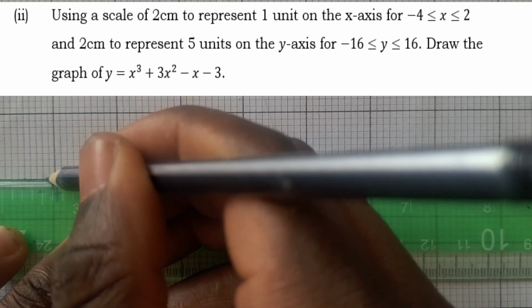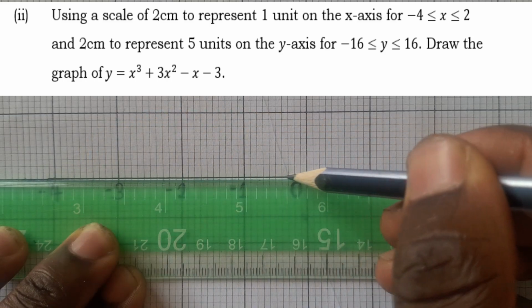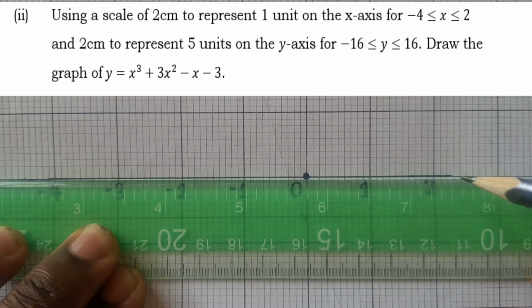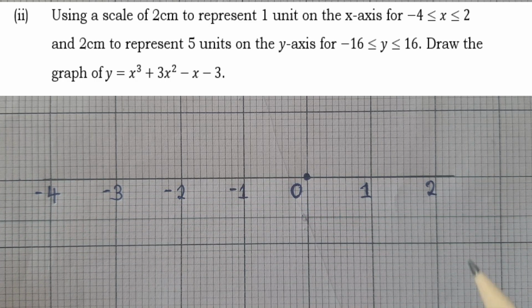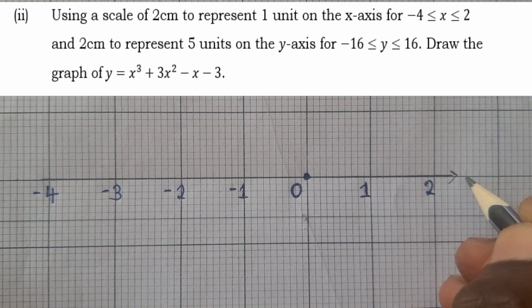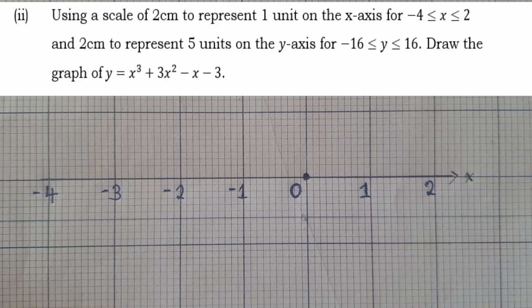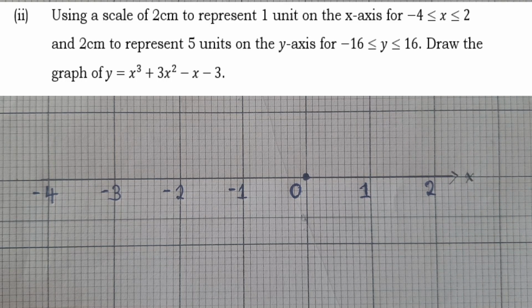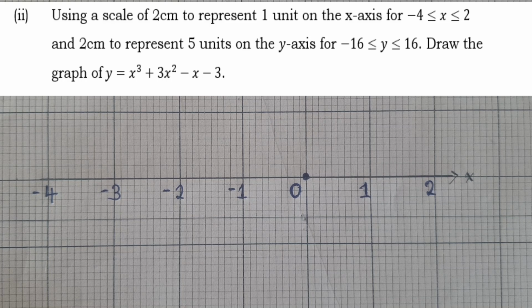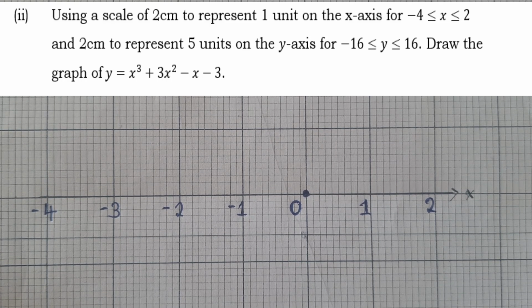You see? I'm using my pencil because I don't want to make a mistake. Can you see? Yes. So this is my x-axis. Do you know the reason why I asked to use a pencil? Yes. Because it's in case you make a mistake. That's the reason. Okay? And chances of making mistakes are high.